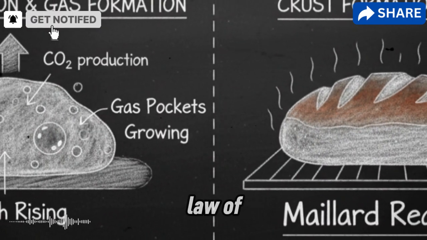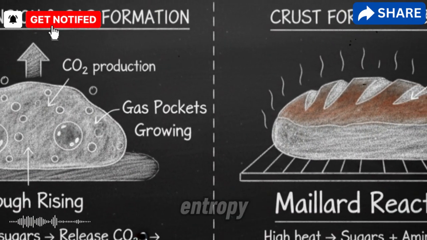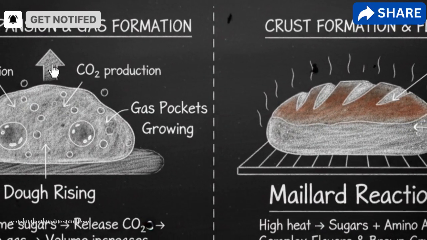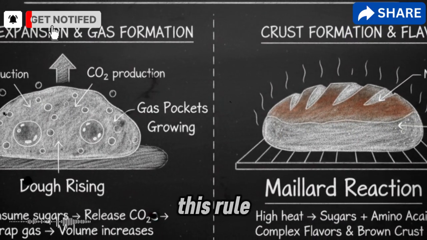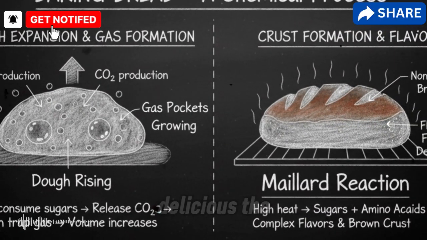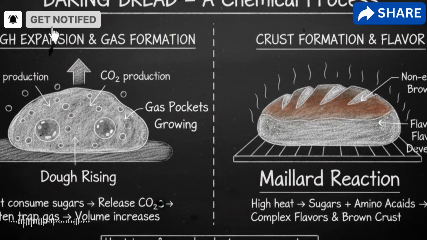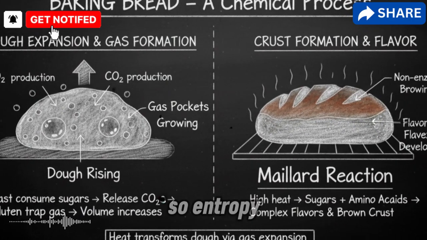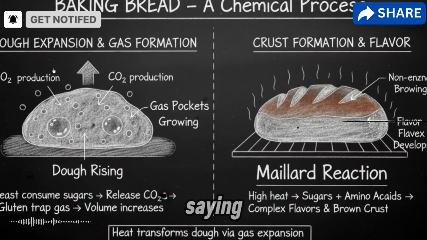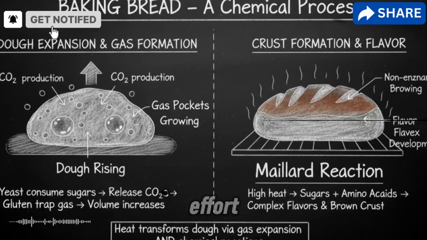So the second law of thermodynamics tells us that entropy tends to increase. Cooking obeys this rule perfectly. The more delicious the meal, the more chaotic the kitchen afterward. So entropy is basically the universe saying, tidiness requires effort.